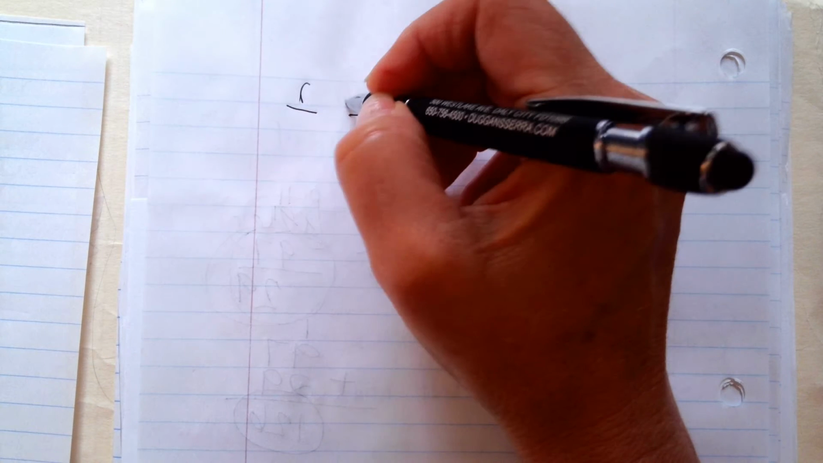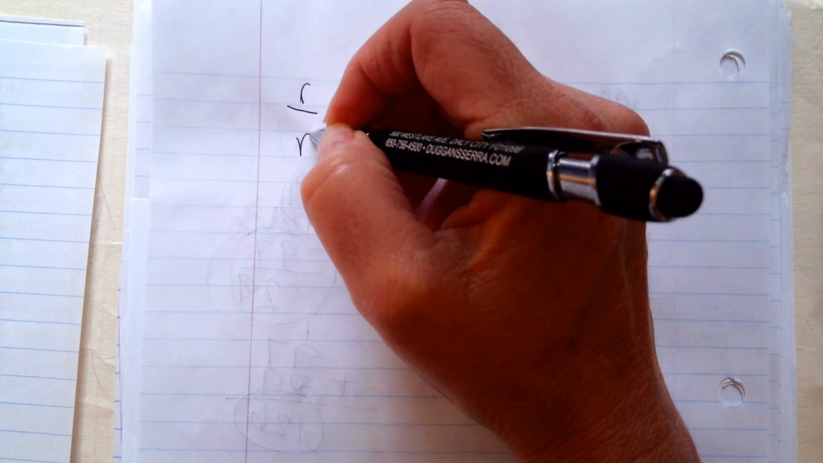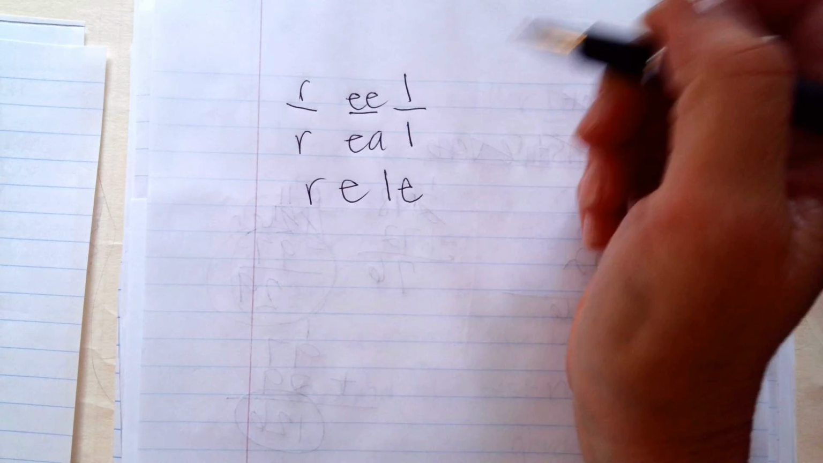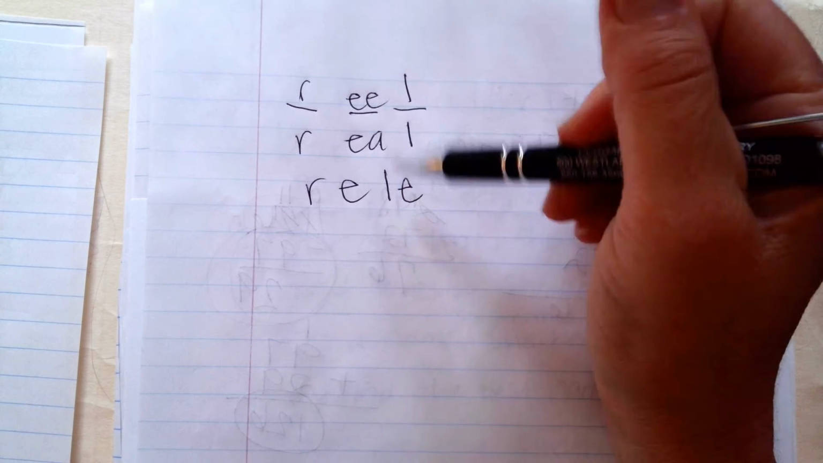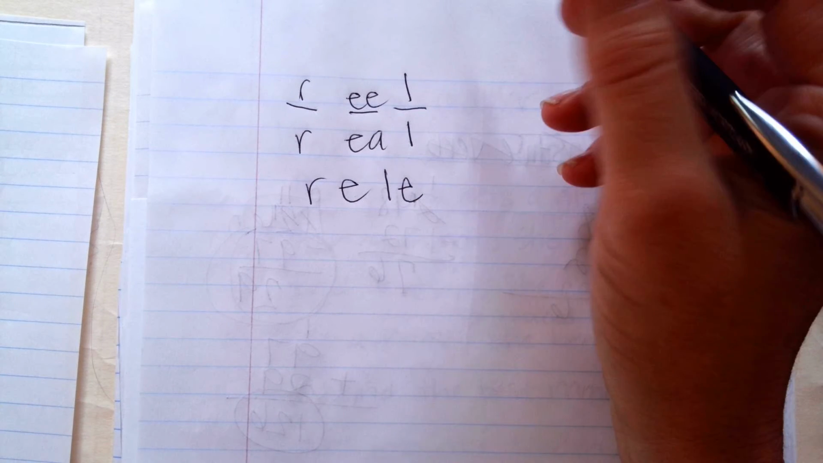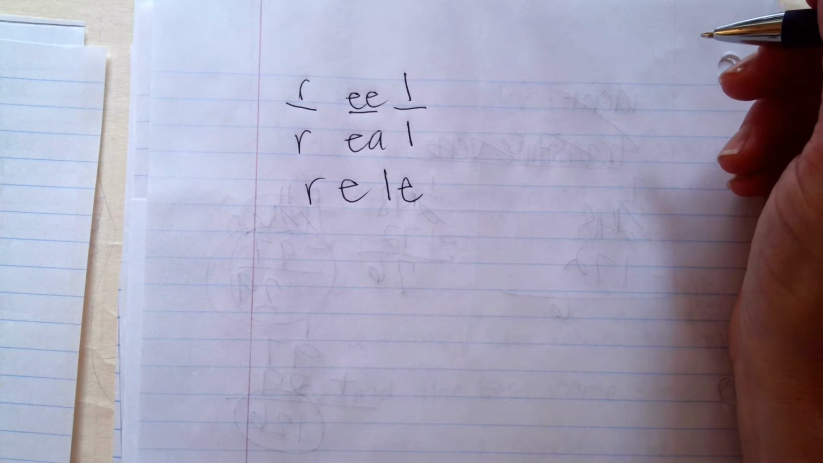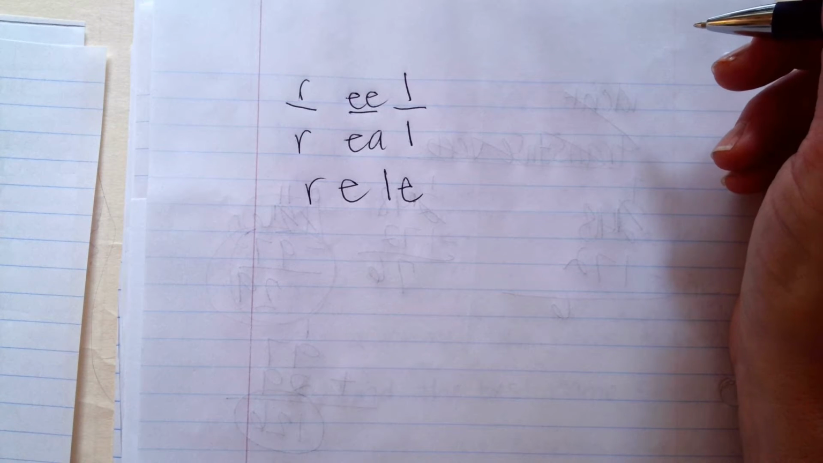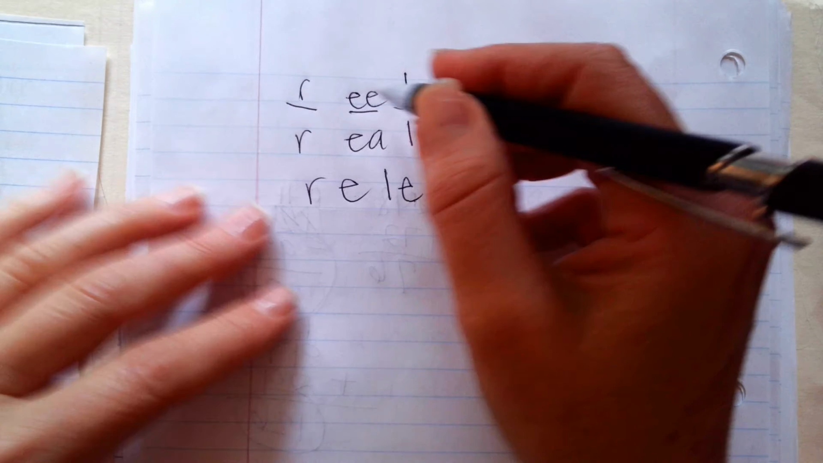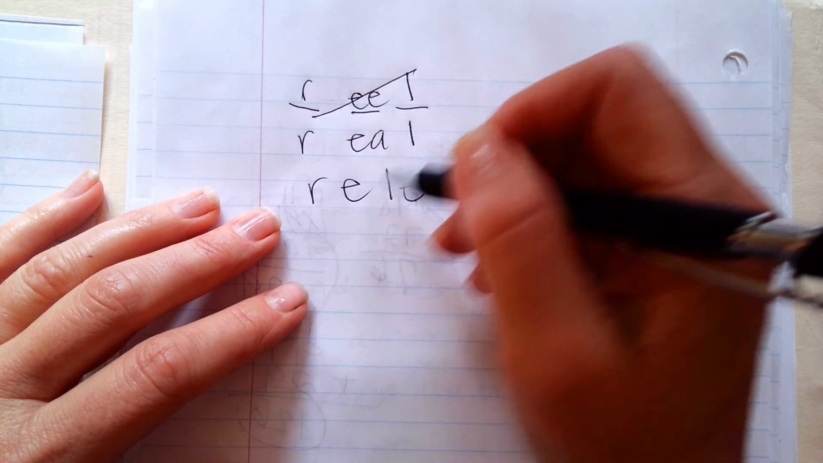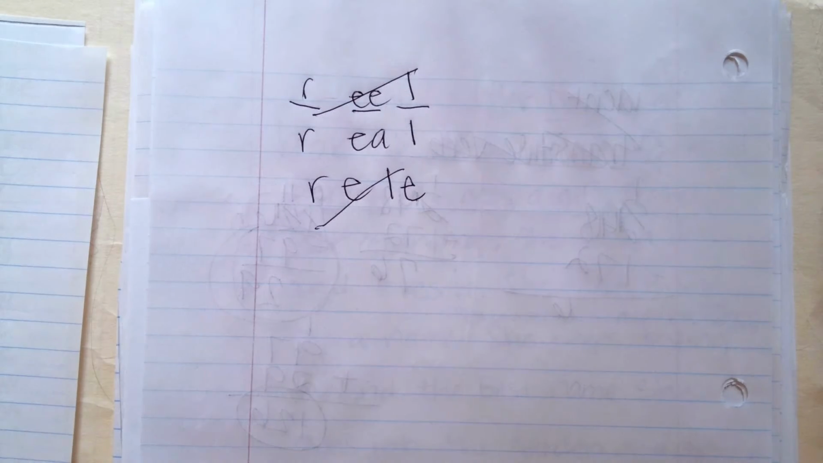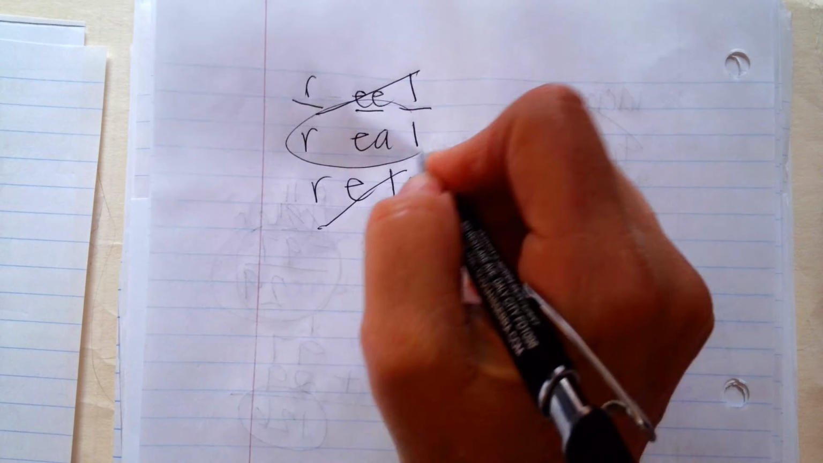And then you're going to fill those lines in with what you think they might be. It could be an EE, an EA, or an E. What do you think it is? R-E-A-L. That's right. So you cross out the one that you think it's really not, or if you can see that both of them are not, you cross them out, and then yes, it is REAL.